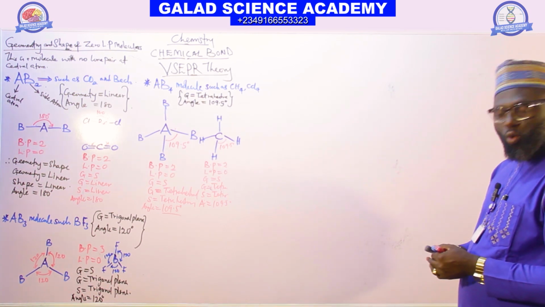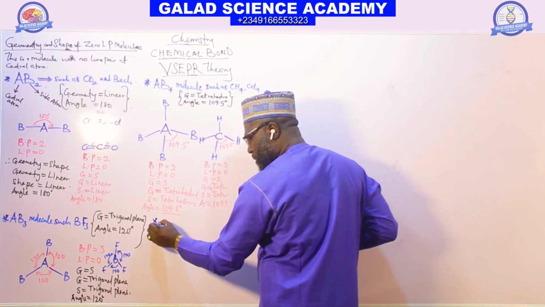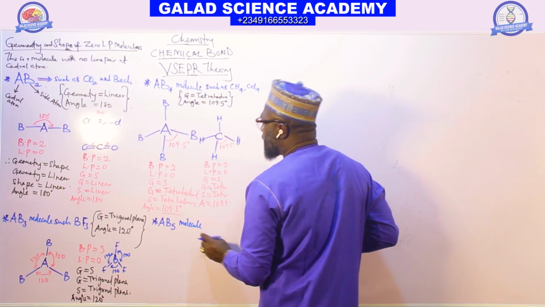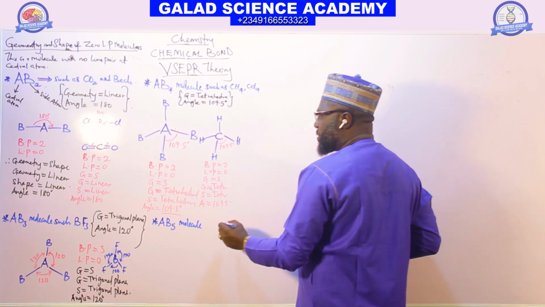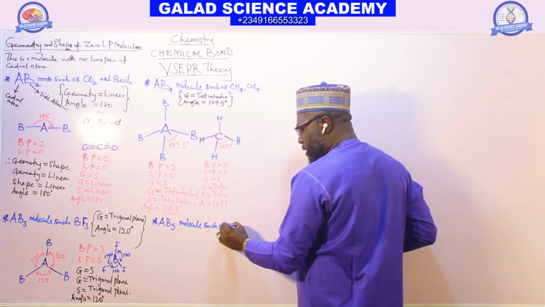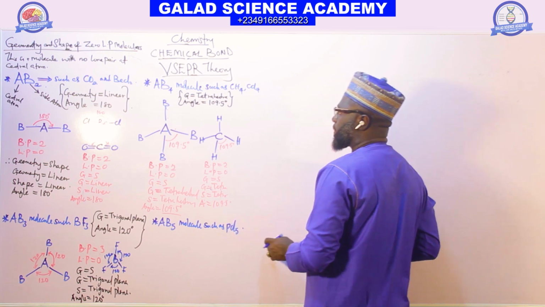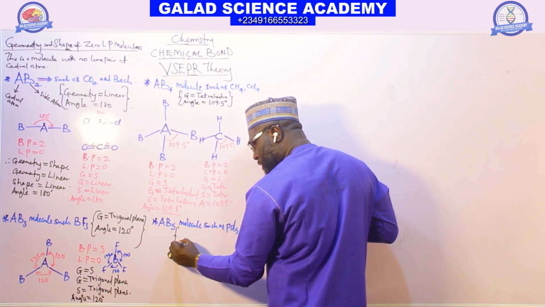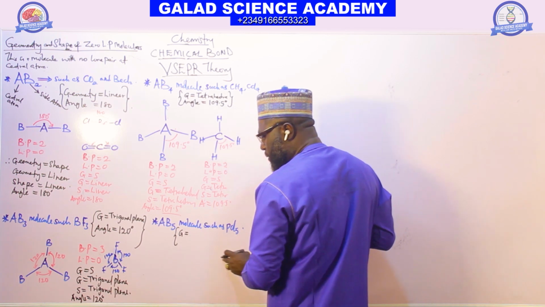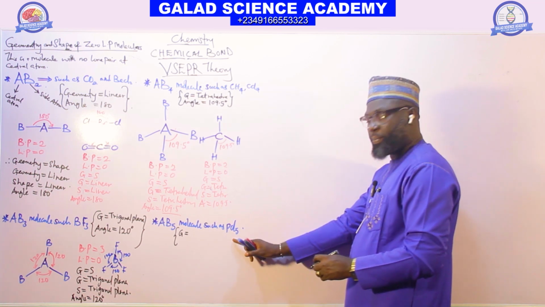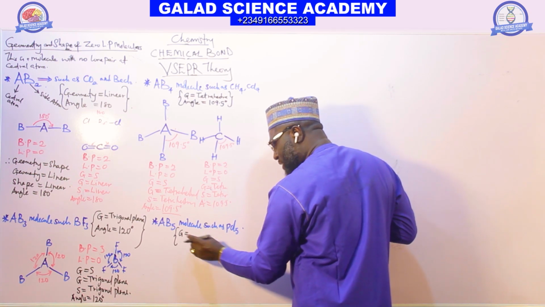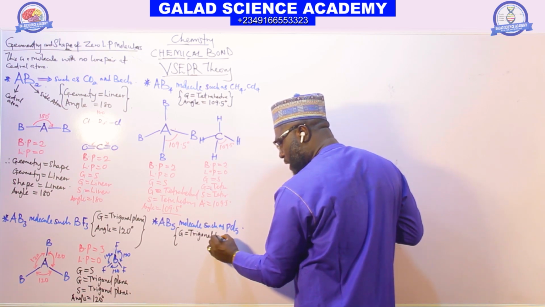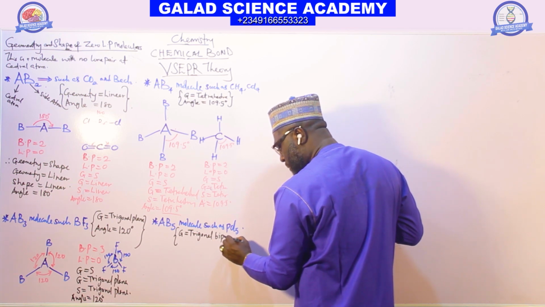So the next one, let us look at a molecule of AB5, such as PCl5. And what is their geometry according to VSEPR theory? The geometry for AB5 is trigonal bipyramid.